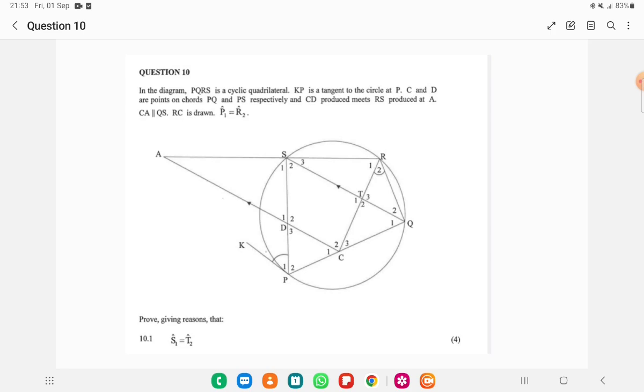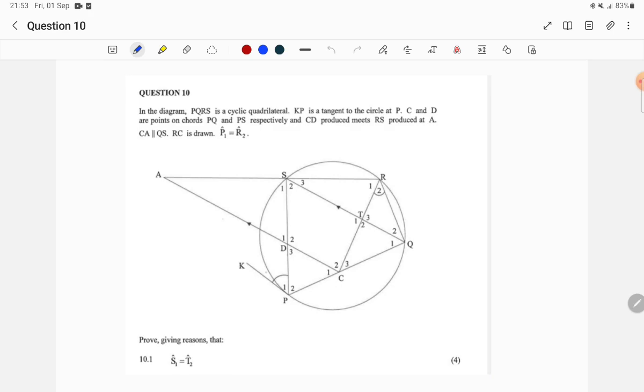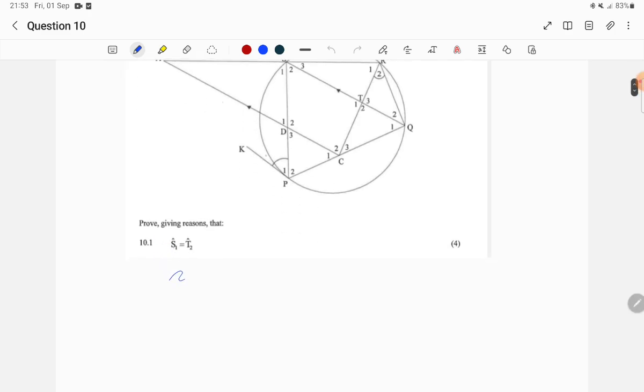So first question, 10.1, prove, giving reasons, that S1 is equal to T2. So a lot of things happening in this diagram. But firstly, let's start off with P1, because they gave us that P1 is equal to R2. So let's start there and move inside the circle. Immediately we can see P1 is there by our tangent. So P1 is equal to Q1, and that's the tan chord theorem.